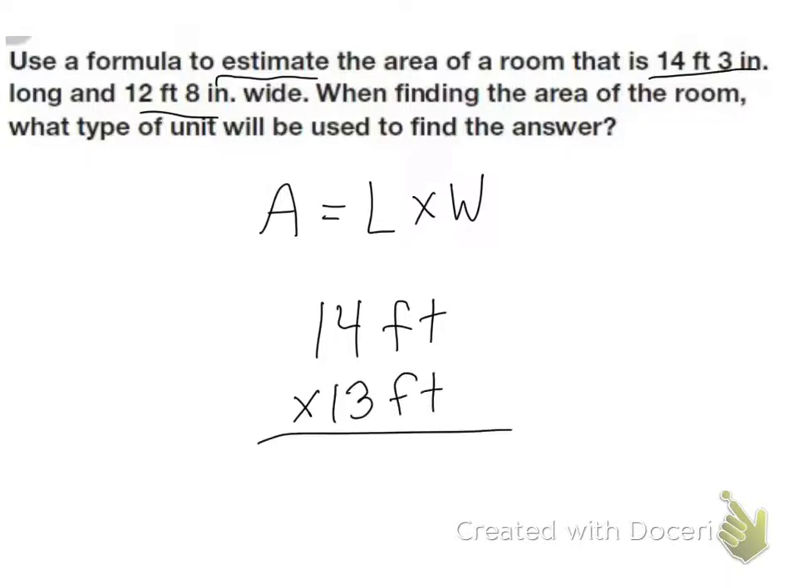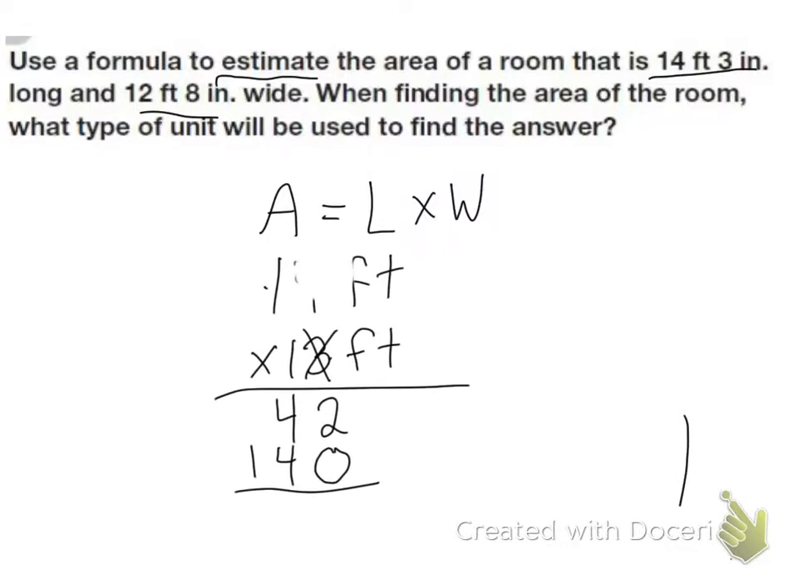Okay, and now we're going to go ahead and multiply. 3 times 4 is 12, carry my 1. 3 times 1 is 3, plus 1 is 4. I cross off the 3, and I put a 0 down. And I erase what I carried. 1 times 4 is 4. 1 times 1 is 1. Add these together. 2 plus 0 is 2. 4 plus 4 is 8. And then 1. So my answer is 182 square feet.